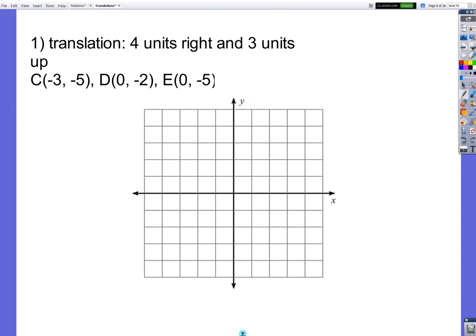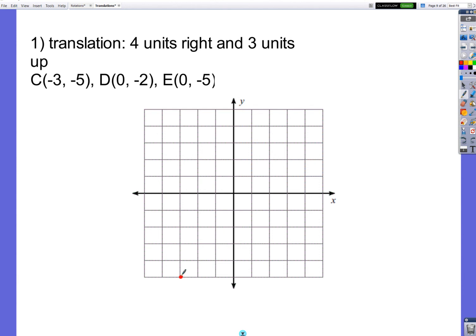Here, they're giving you a translation in words. They want you to graph it. It doesn't give you directions. So let's just graph this. Let's first graph C. Let's do C first. I'll finish it.